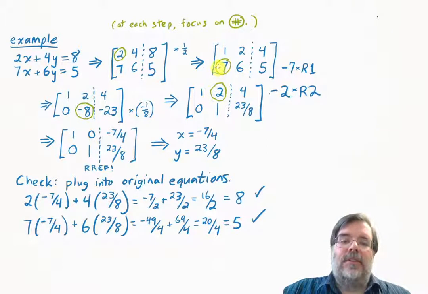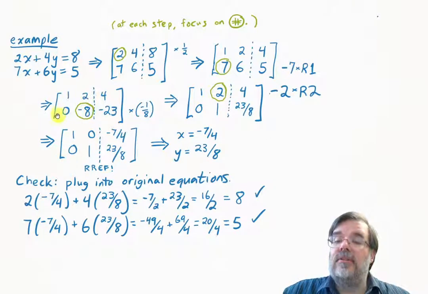So first, I'll do 7 minus 7 times 1. That's a 0. 6 minus 7 times 2, right? Row 1 means the number directly above it. So 6 minus 7 times 2, that's 6 minus 14, that's negative 8. And then 5 minus 7 times 4, that's 5 minus 28, that's negative 23. After doing that subtraction, this is our new augmented matrix.